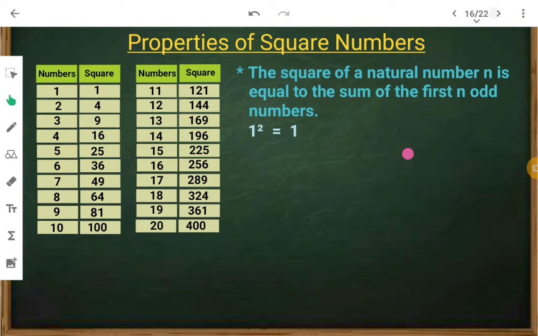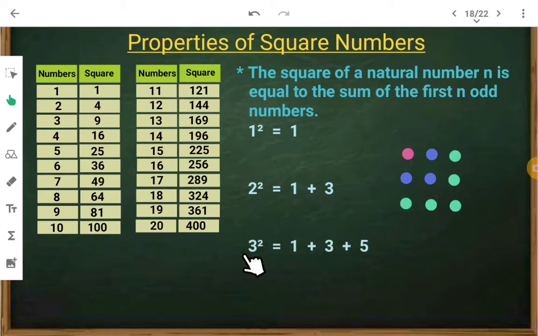2 square. What is 2 square? 4. So what is the next odd number? 3. So if you add 1 and 3, you will get 4. 4 is the value of 2 square, right? See, 1 plus 3. And next, 3 square. What is 3 square? 3 square is 9.